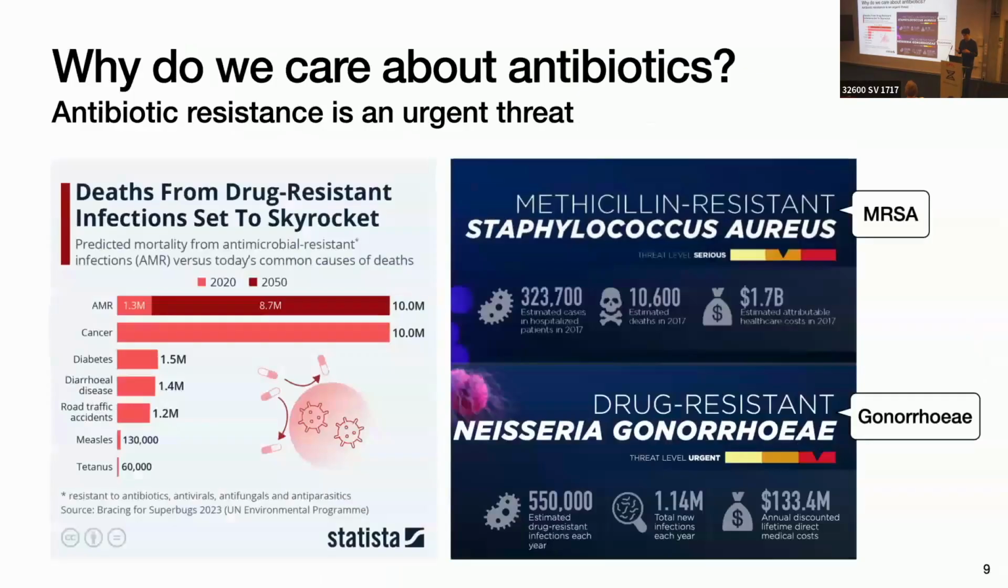For those who are not familiar with antibiotics, why do we care about them? That's because antibiotic resistance is a big problem right now. If you look at this figure on the left, the death rate from drug-resistant infections is skyrocketing, and the CDC estimated that by the year 2050, the death rate will actually match cancer.